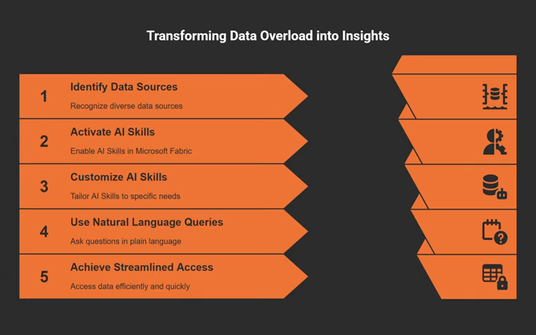This shift from technical complexity to AI-powered simplicity isn't just theoretical. It's happening right now in organizations that know where to look. Companies that have activated these hidden AI capabilities are seeing dramatic changes in how quickly insights reach decision makers and how broadly data-driven decisions spread throughout their organizations.